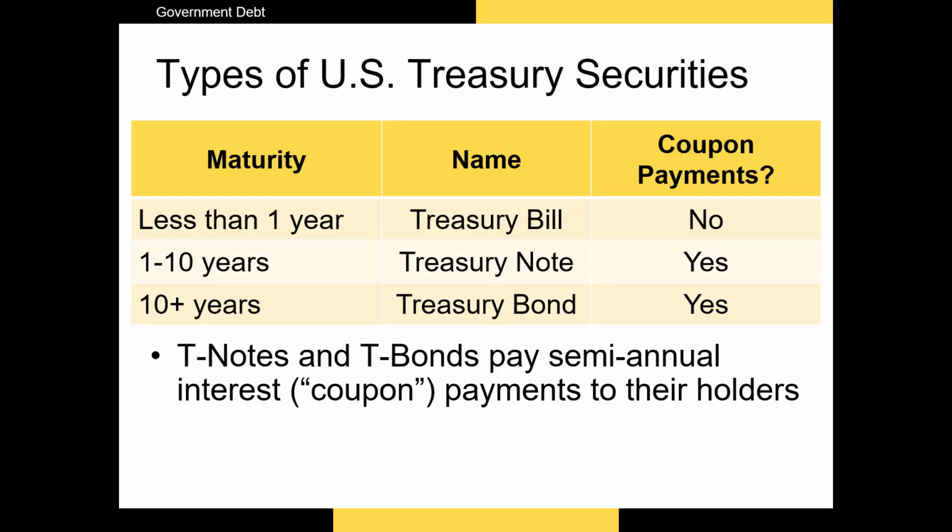Let's start with long-term federal government securities. In the last video, I discussed T-bills. Those are the short-term debt issuances of the U.S. federal government. Treasury notes are the medium-term issuances of the U.S. federal government. These are bonds that are issued with a maturity of greater than a year, but no more than 10 years. Any bond issuance of the U.S. federal government with a maturity of more than 10 years is a Treasury bond. Note that unlike T-bills, T-notes and T-bonds offer semi-annual coupons to investors.